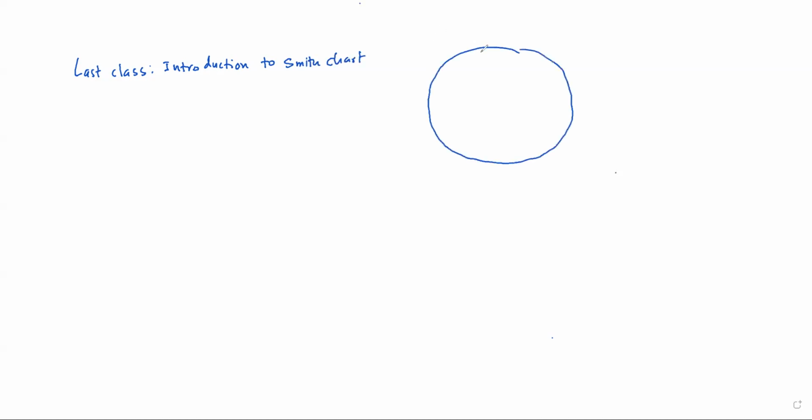Okay, so I will be talking about impedance matching today. In the last class we were talking about Smith charts, and we did some introduction to Smith charts. We learned about the basic features of the Smith chart.